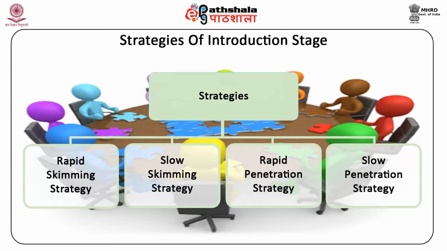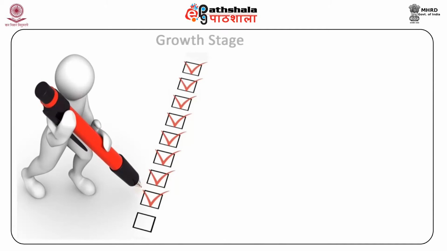Fourth, slow penetration strategy. Launching the new product at a low price and low level of promotion. Marketers use this strategy in case when market is large and people are highly aware of the product. The product is generally basic in nature and people want to buy it on their own. It is price sensitive and there is very little potential competition existing, such as in the case of selling salt, sugar, pulses, etc. The second stage is the growth stage.